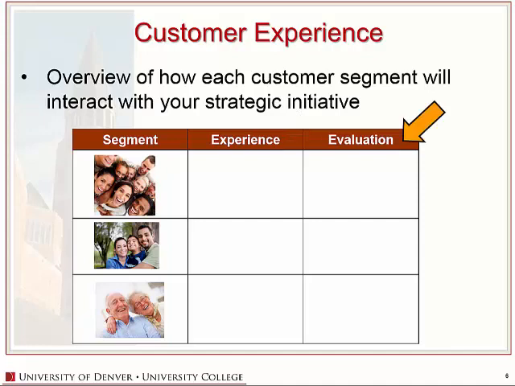And then for each segment, describe how that segment will evaluate whether or not your particular strategic initiative met their expectations. And here's where you want to talk about the QoS, the quality of service types of things. Was the website, in this particular case, easy to use? Was it reliable? The non-functional requirements that you want to specifically identify.